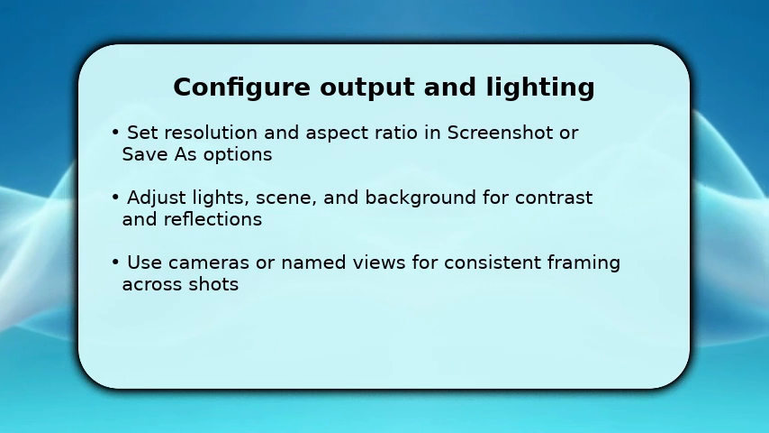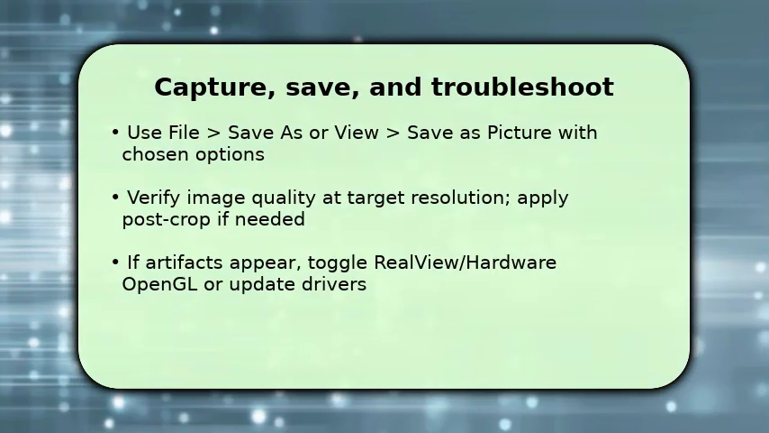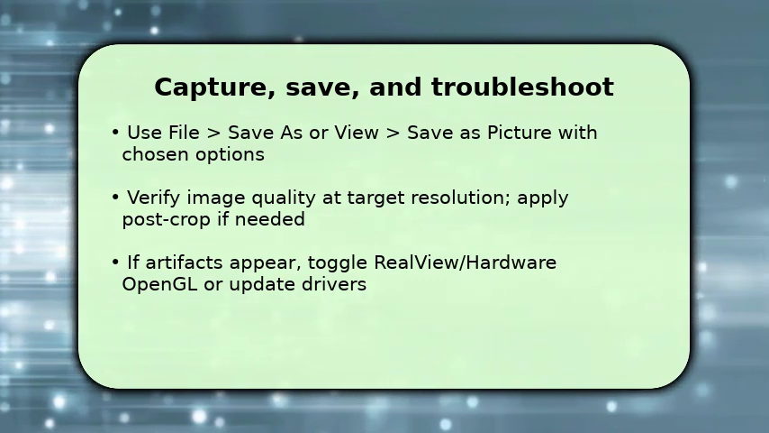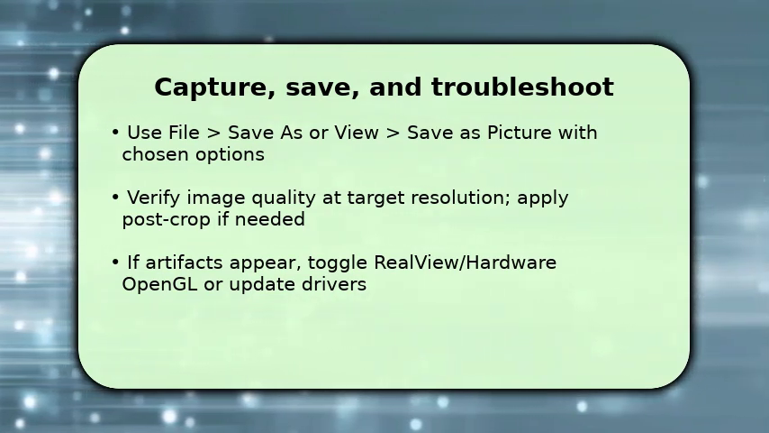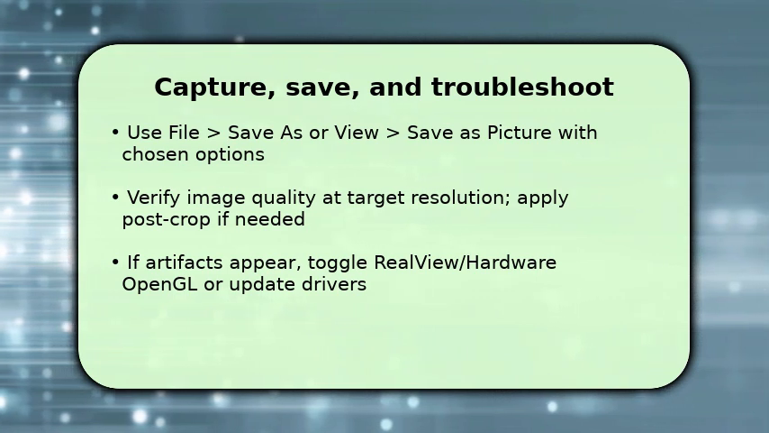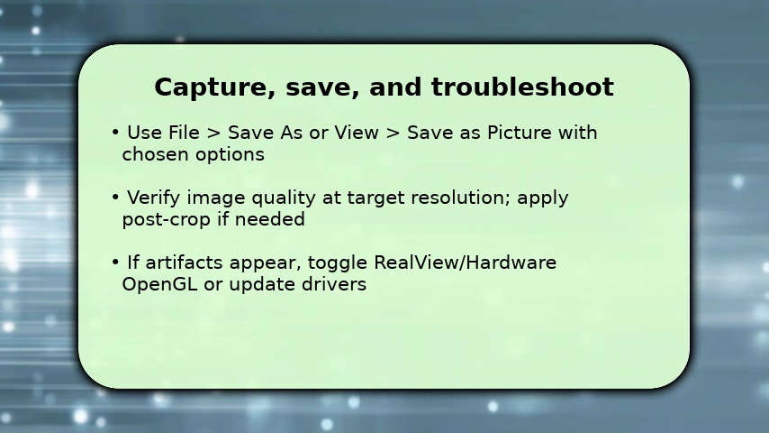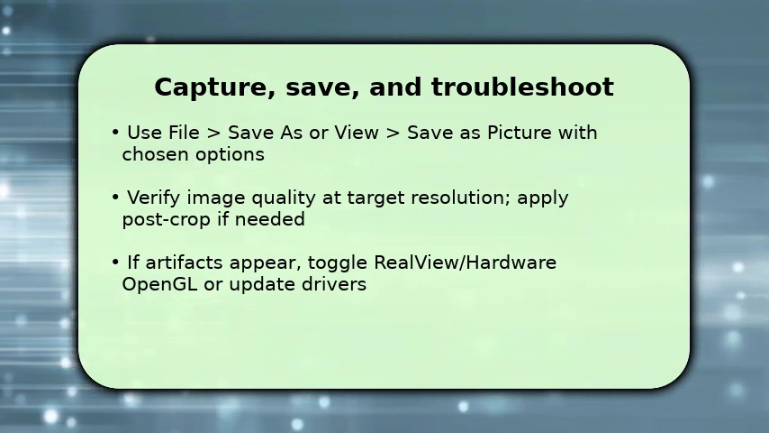Finally, capture the image using File Save As and select the picture format, or use View Save as Picture for quick options. Pick your resolution and anti-aliasing level. Once saved, open the file to verify sharpness, color balance, and resolution. Crop or retouch in an image editor if required.